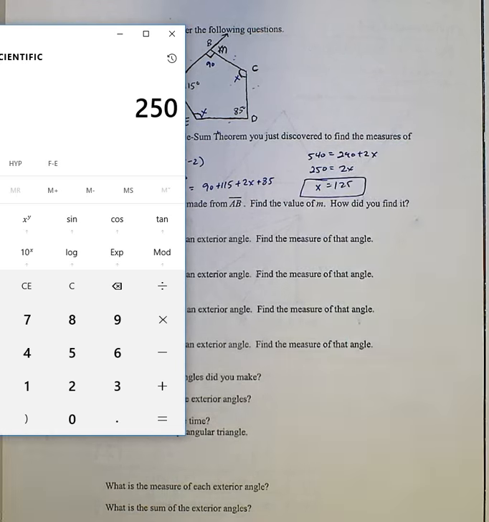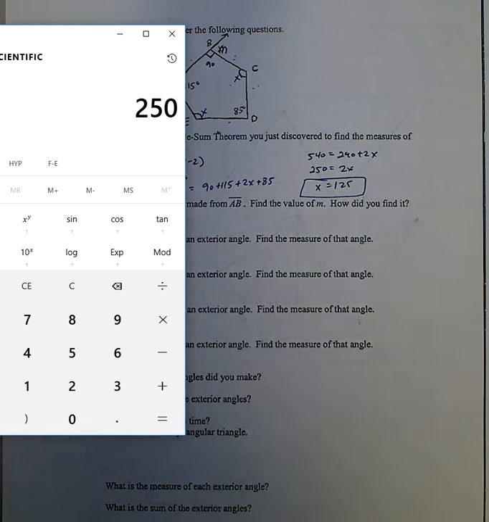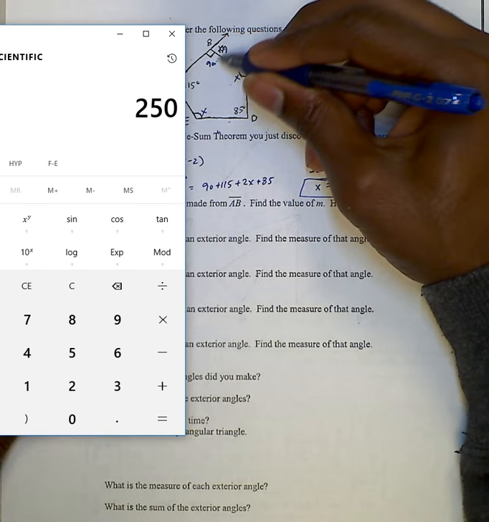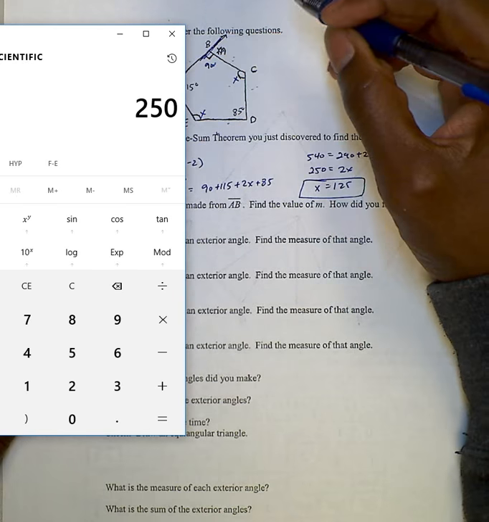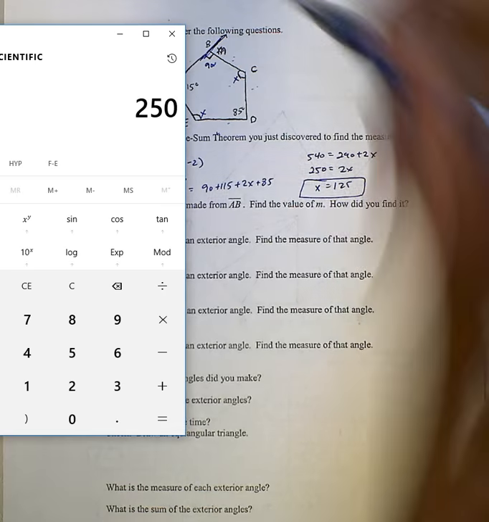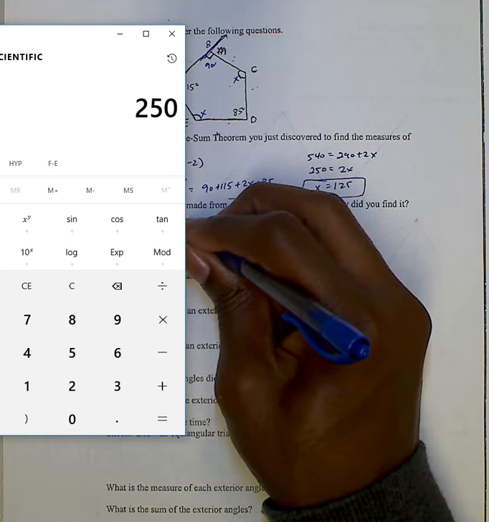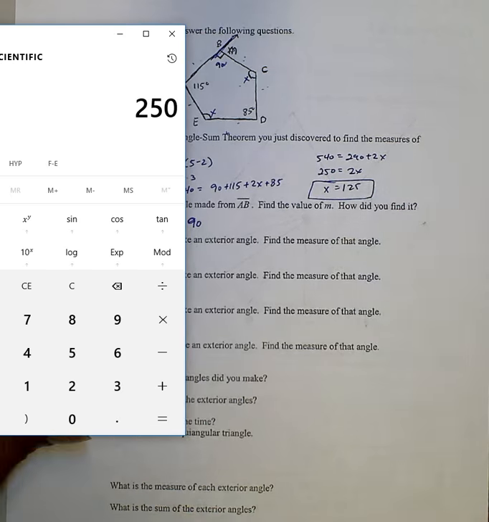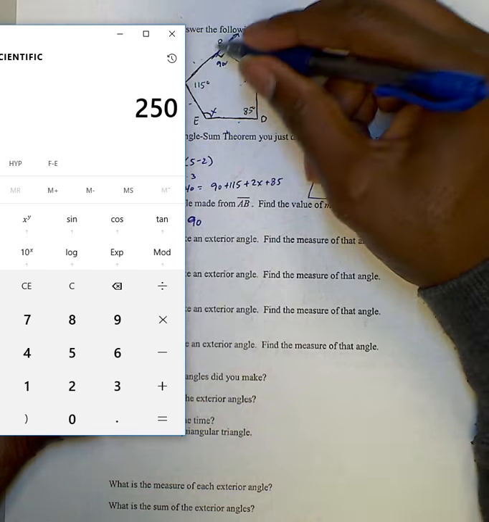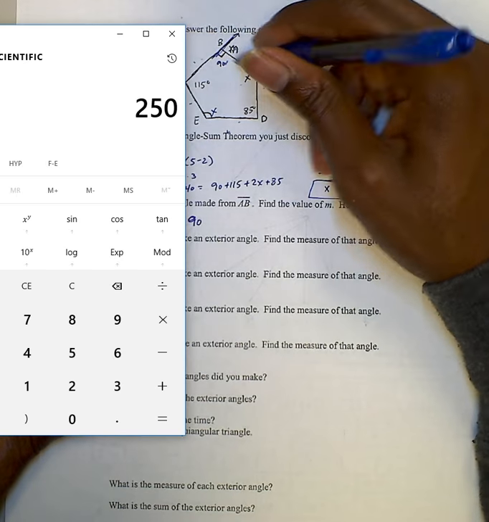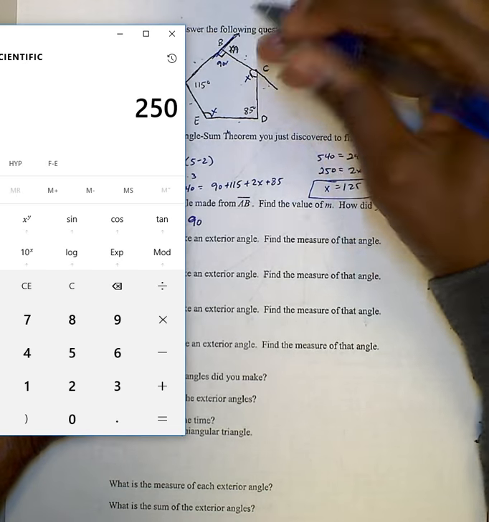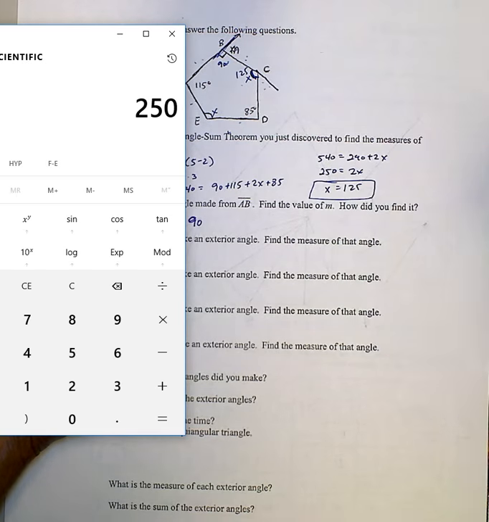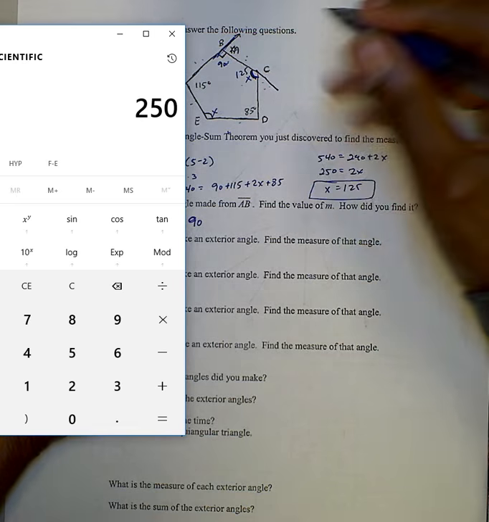Okay, now m is an exterior angle made from AB. Find the value of m. We would find this value because this is a straight line. This is a linear pair. They make up 180 degrees. So m is going to be 90. Okay. Alright, we're going to look at BC. It says continue BC to make an exterior angle. Okay, if we do that here, we found this was 125. What will this angle be? Well, again, 180 minus 125 will give us 55.